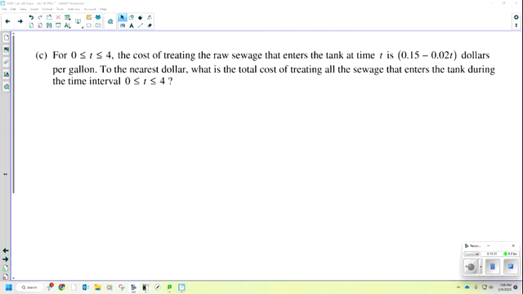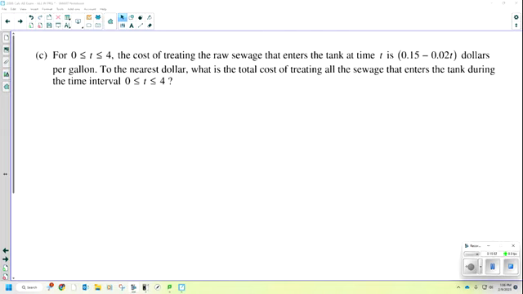1C. For time between 0 and 4, the cost of treating raw sewage that enters the tank at time t is 0.15 minus 0.02t dollars per gallon. So to the nearest dollar, what is the total cost of treating all the sewage that enters the tank during the time interval?